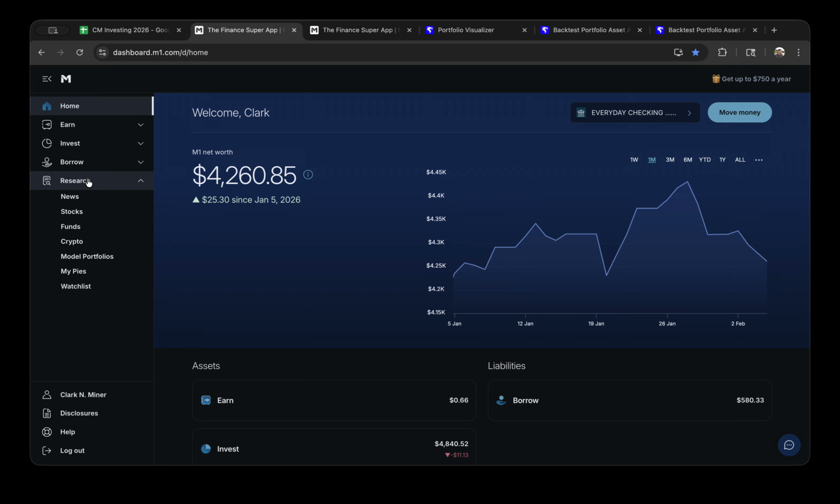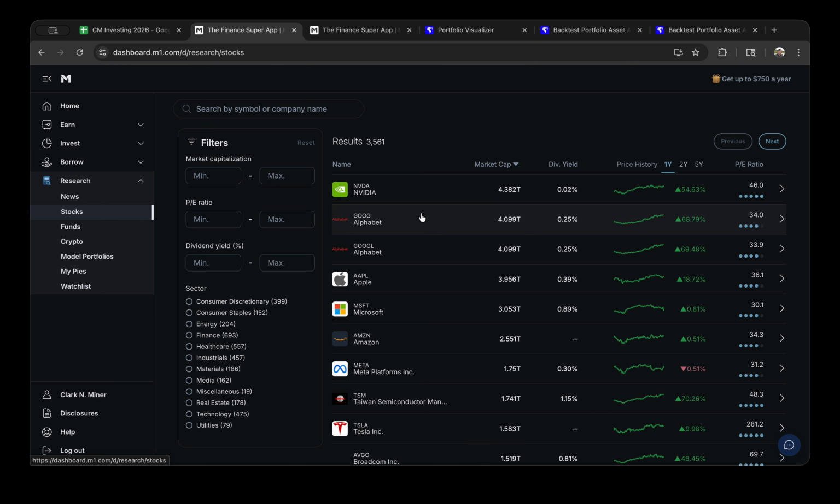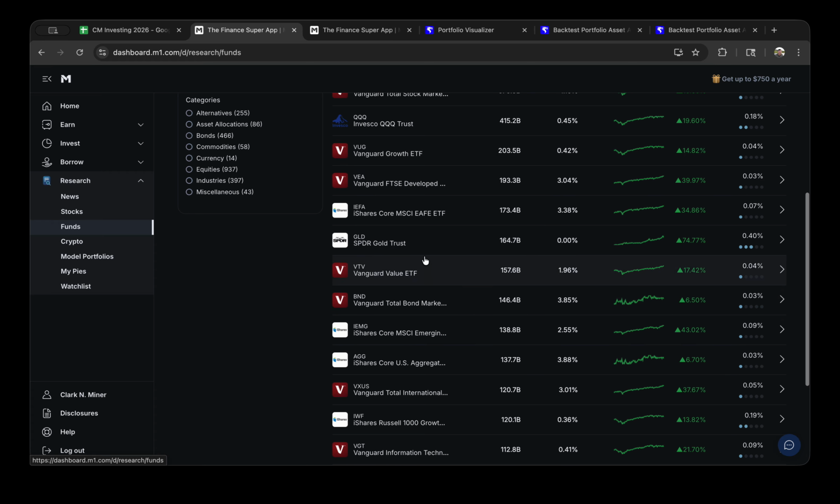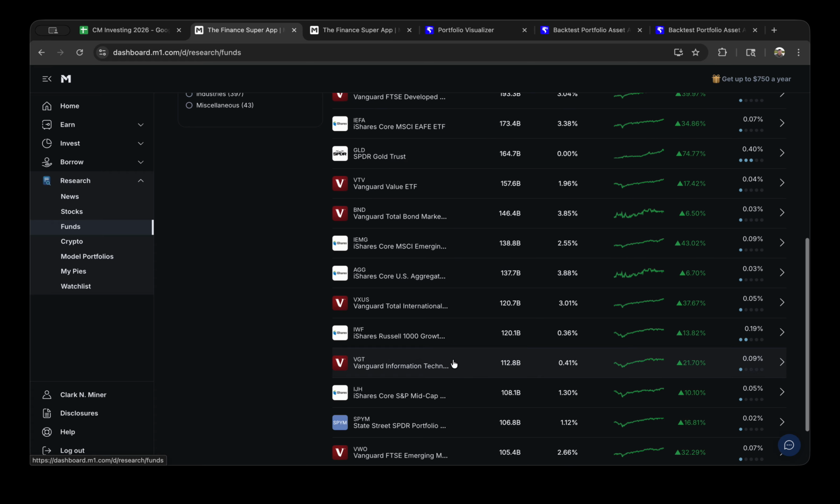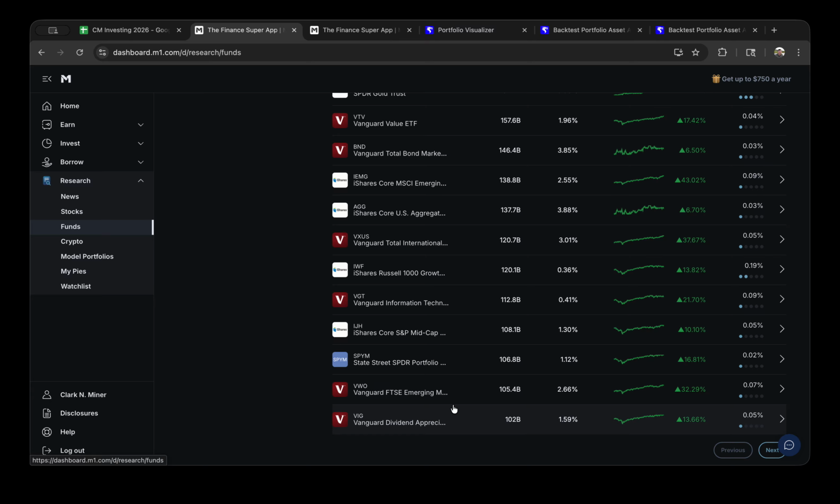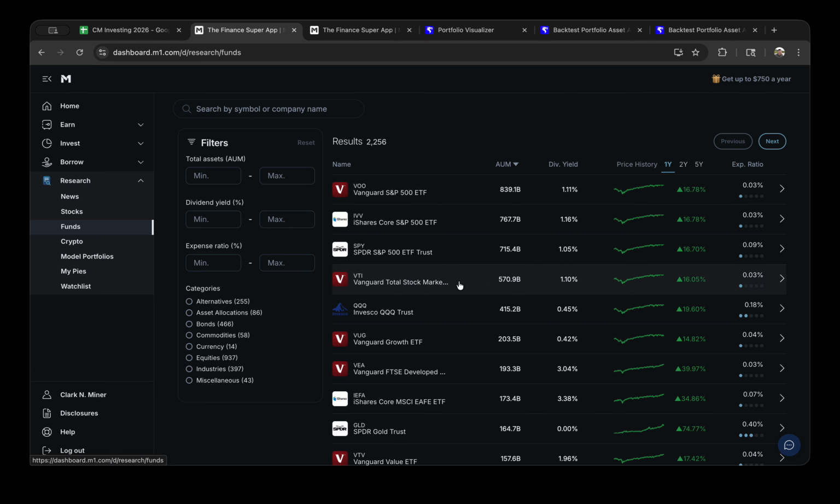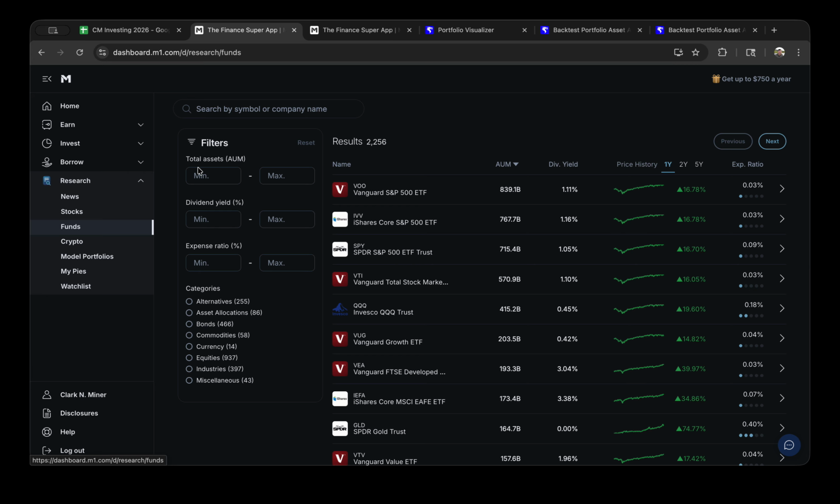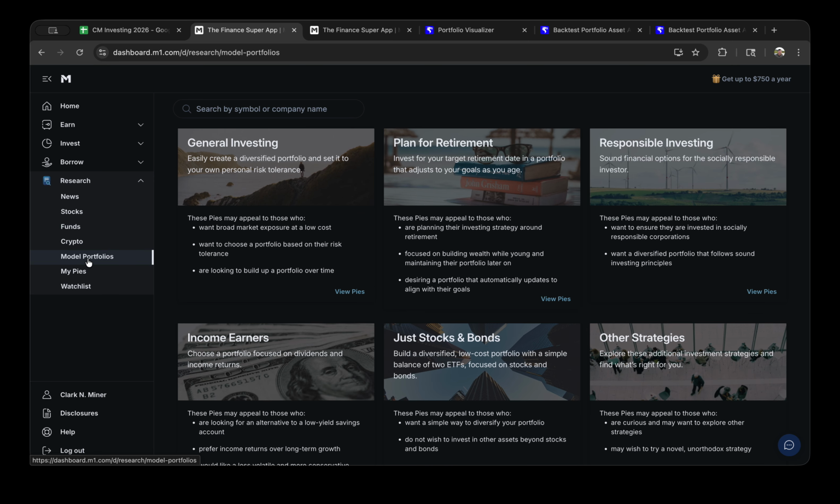You can go to the research tab here and start looking at different stocks, right? Or different funds, gold. I don't know what all of these are. S&P 500, total stock market. There's so many stocks and funds that you can look at. If you're a beginner, a great place to start as well is the model portfolios right here.